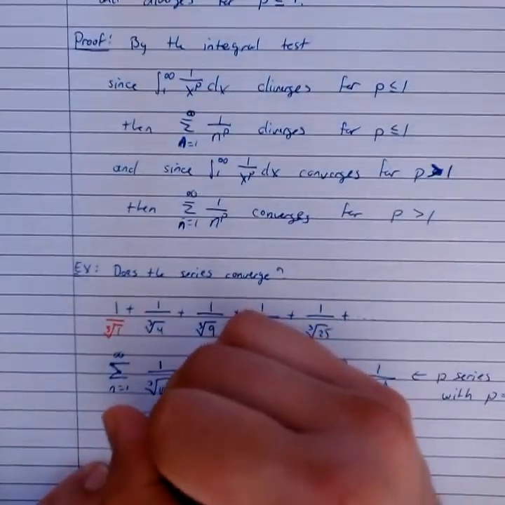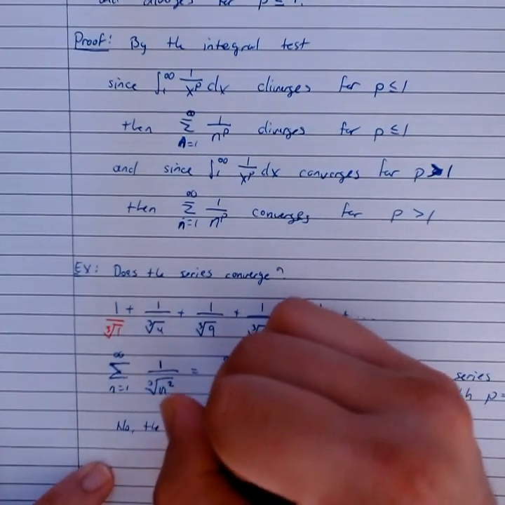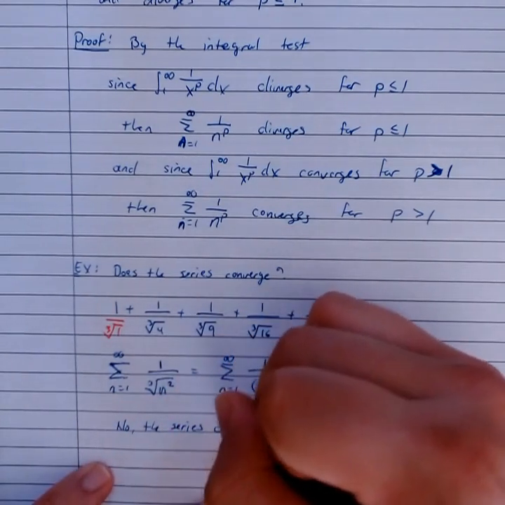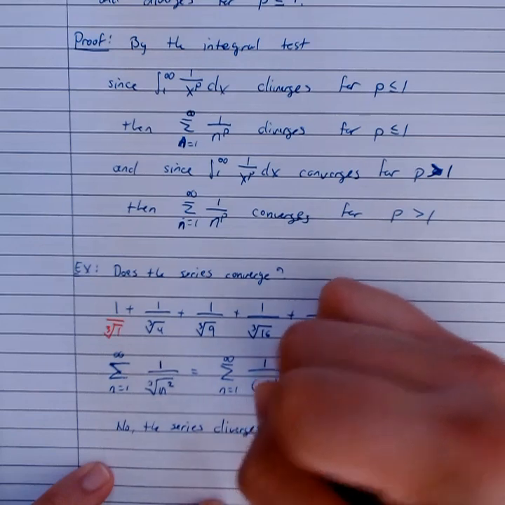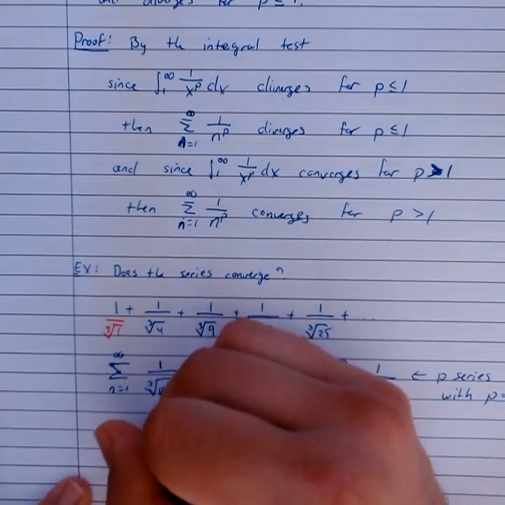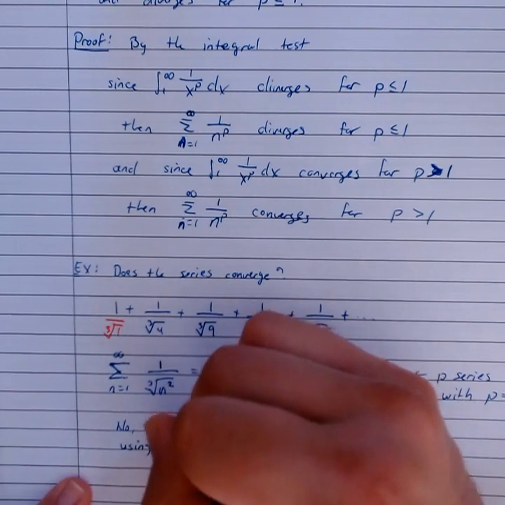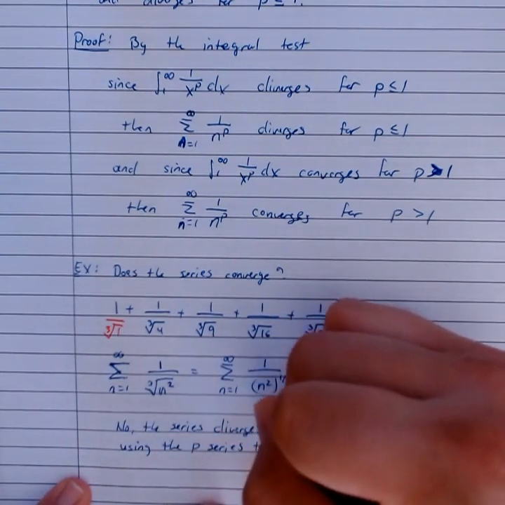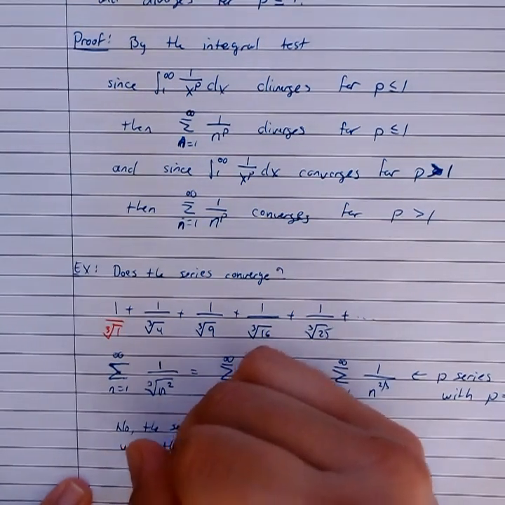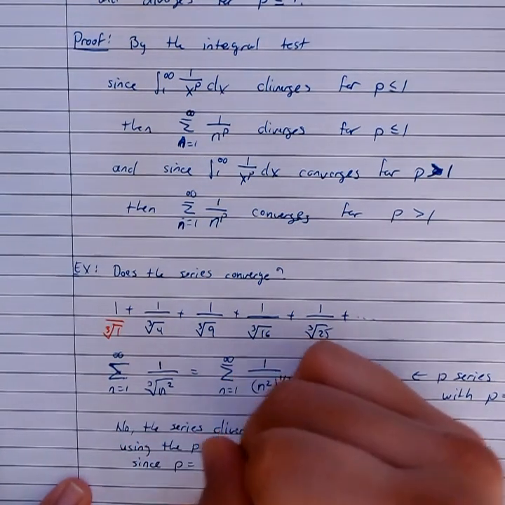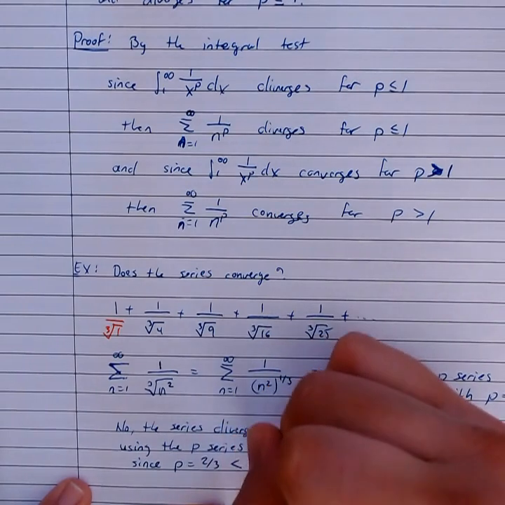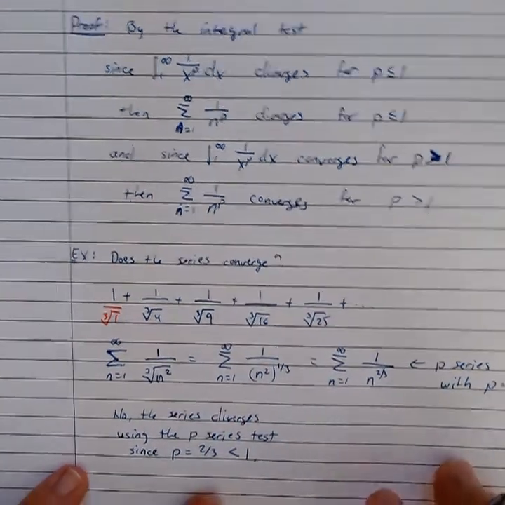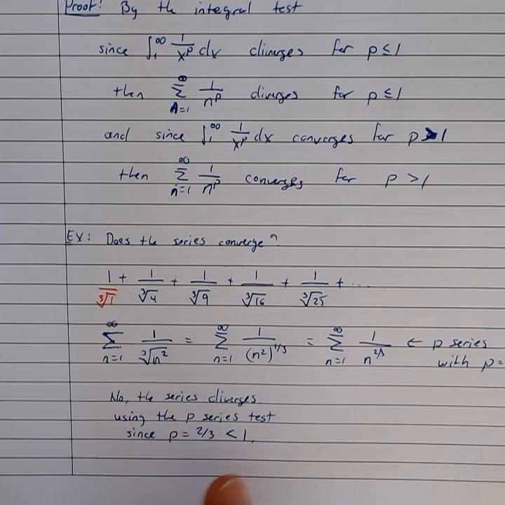No. The series diverges using the p-series test since p is equal to 2/3, which is in fact less than 1. Right? This would be your full answer. Does it converge? No. Here's the test that I used, and here were the results of my test.